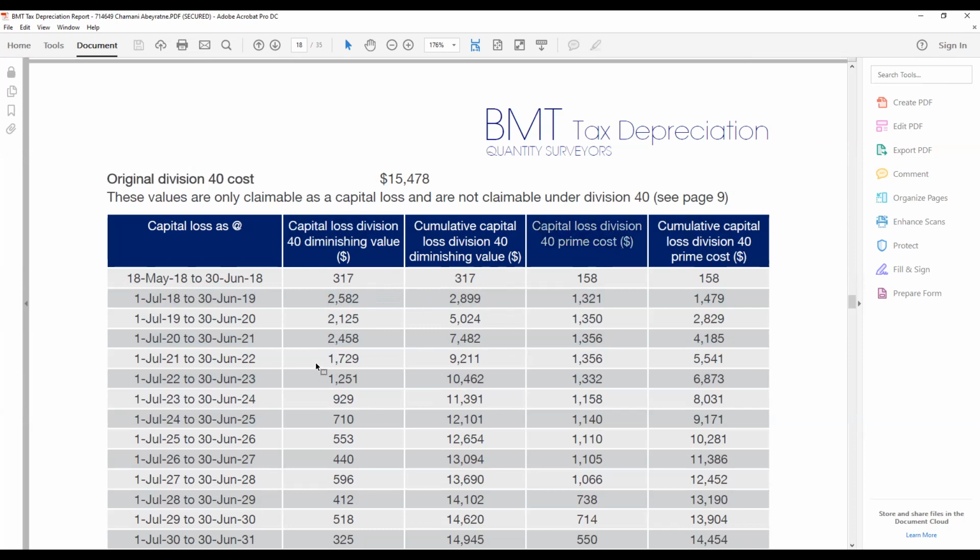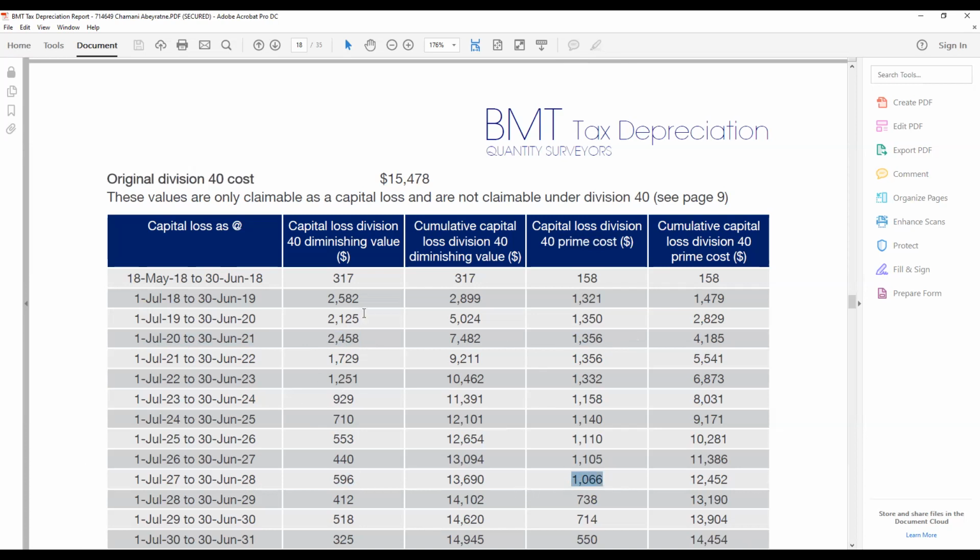Now, when you look into the capital assets, you have two methods. This is called the diminishing value method or the prime cost method. So for example, if you're doing the tax return for 2021, which one do you prefer, 2,458 or 1,356? Always we like to deduct more, so we will go to 2,458. However, when you are doing 2017-28, which one do you prefer? You have more with the prime cost. So can I move into it in this year?